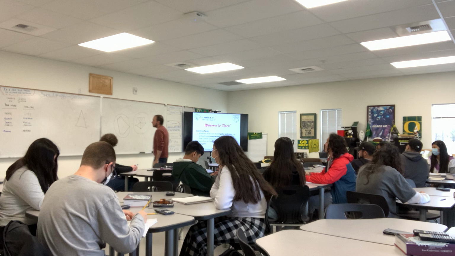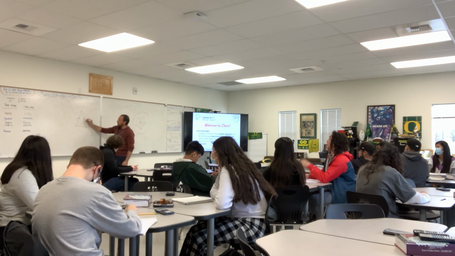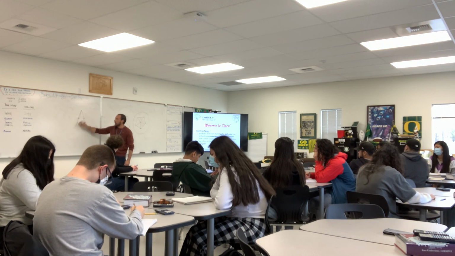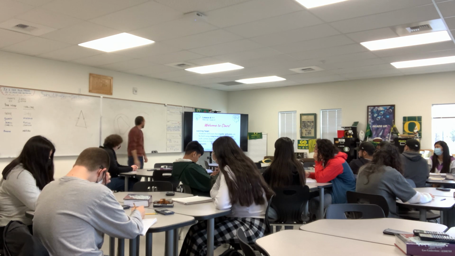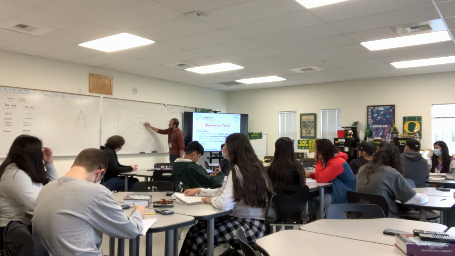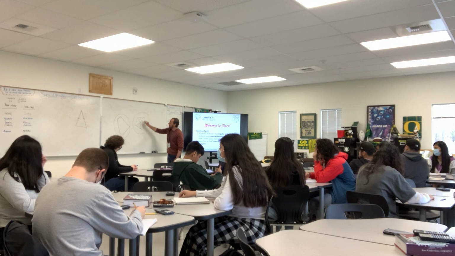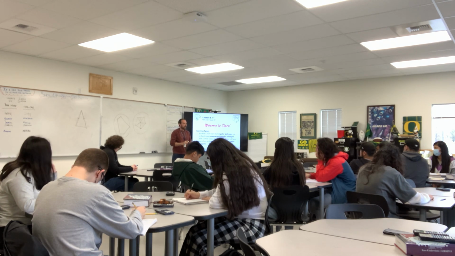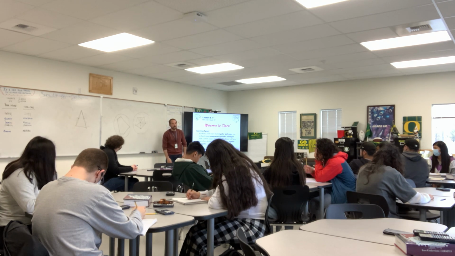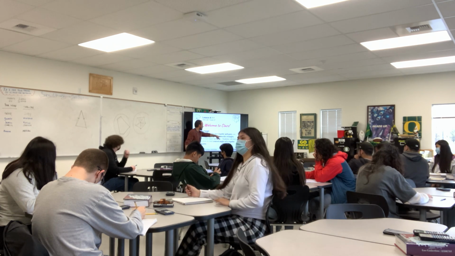Good. This side marked with that little tally and that little tally just means that this side length equals that side length. If I look over here, all of those lines equal each other. So put them all together, you have congruent isosceles triangles.